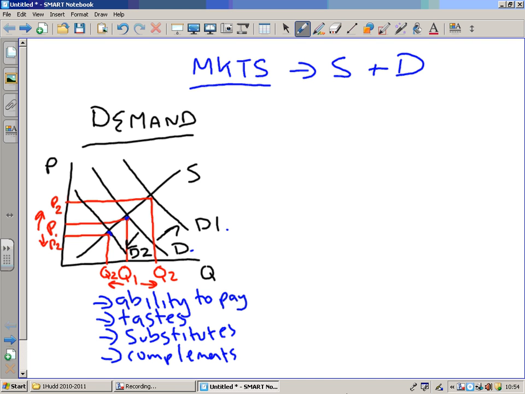Okay. Other links to ability to pay. If the tax I pay the government wants to reduce, that would increase my disposable income, which again will lead to my demand increasing for a product.